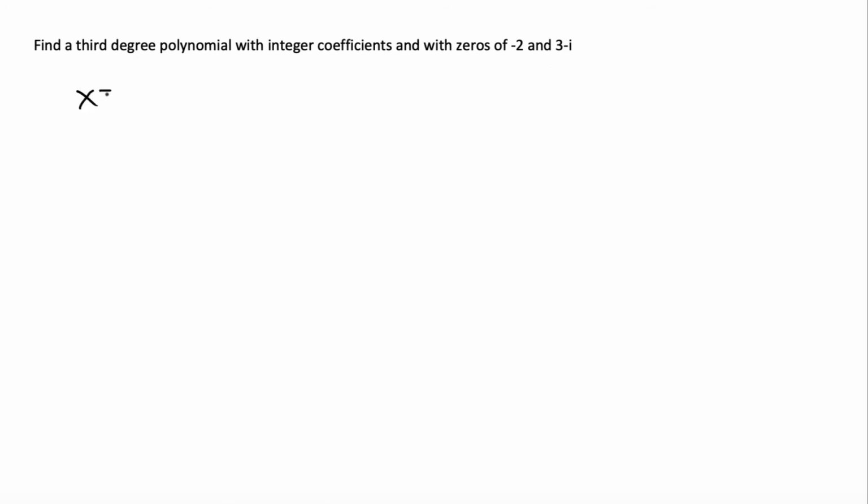So we know that x equals -2 is one of the solutions, right? We also know that x equals 3 minus i is one of the solutions. Okay, well, then what's the third one? Because we know there has to be three.